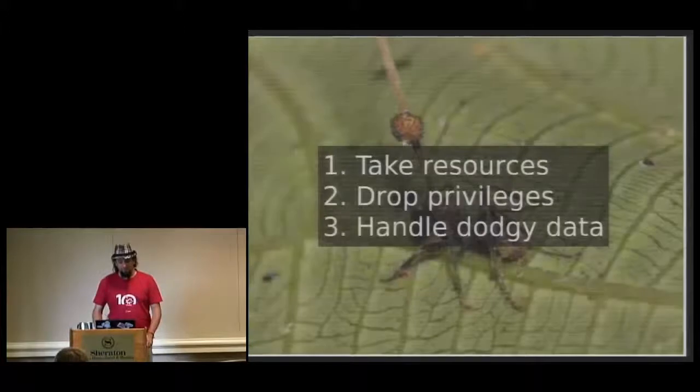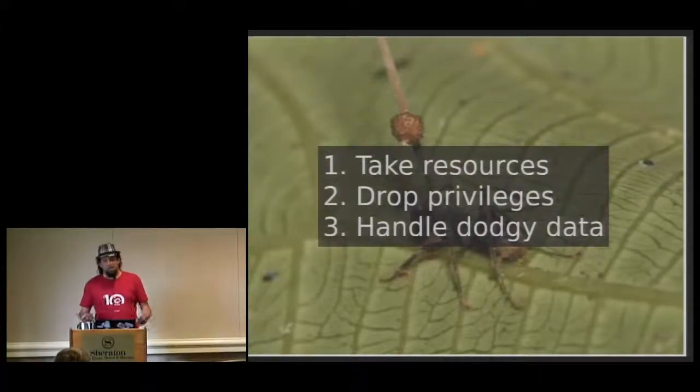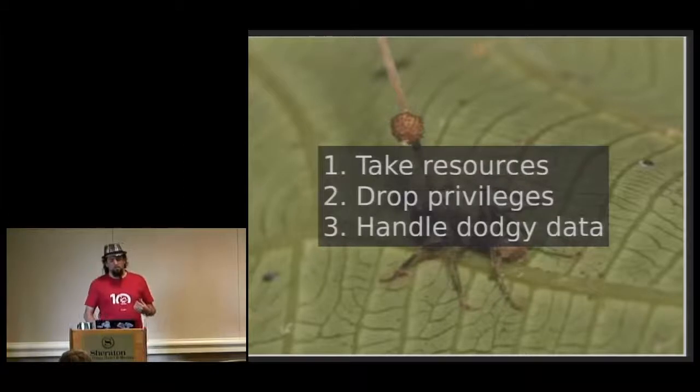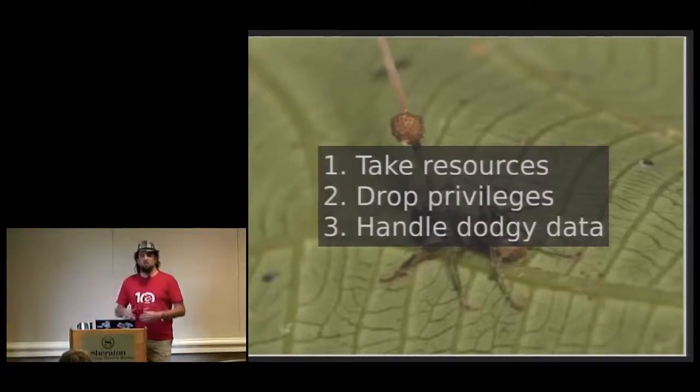So that allows us to first have some initialization part, and let the code open the files on all the devices that it will need, and take all the resources that it will need to operate. And then once this is done, we can drop privileges, and we want to drop privileges before we start to handle dodgy data.